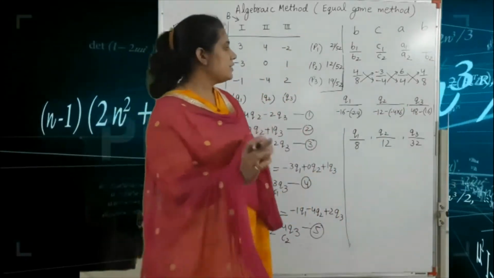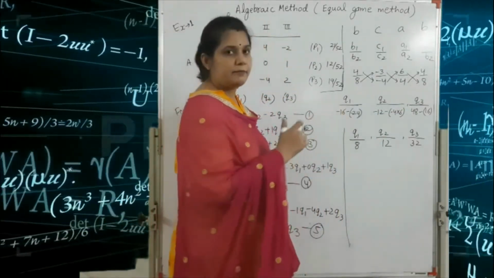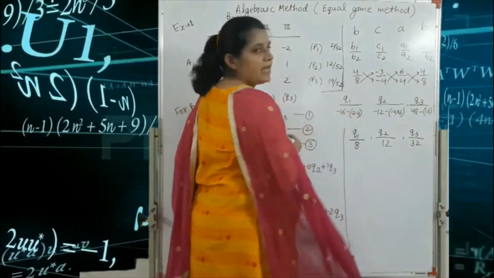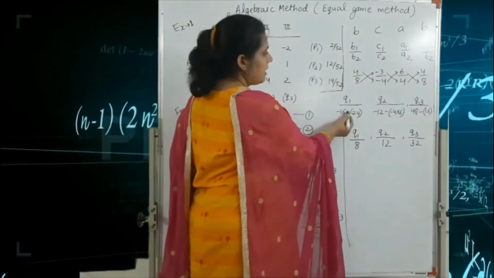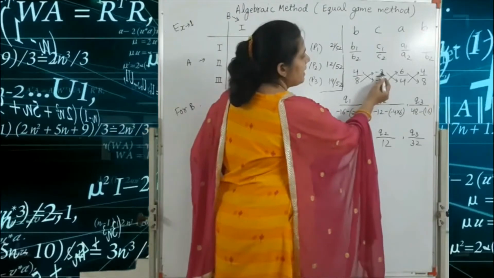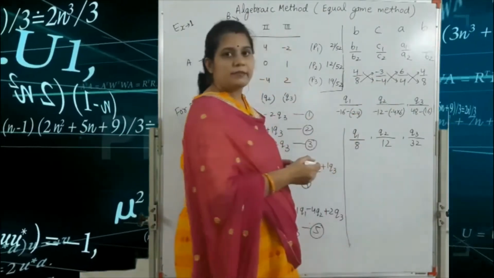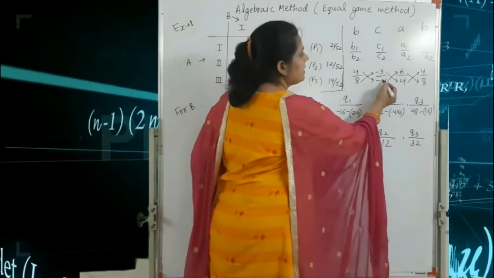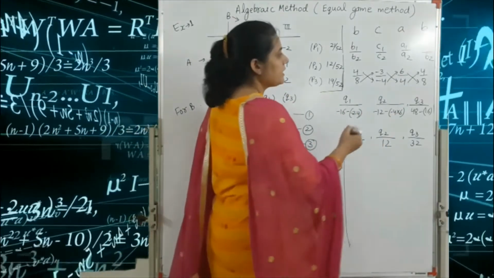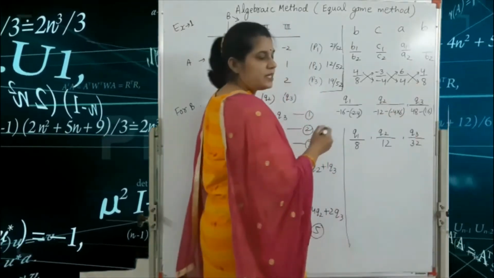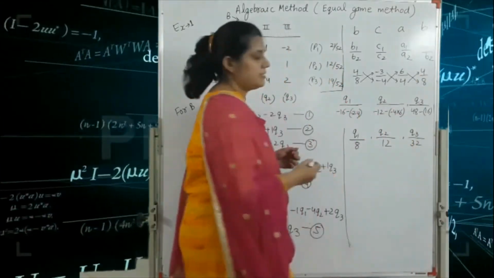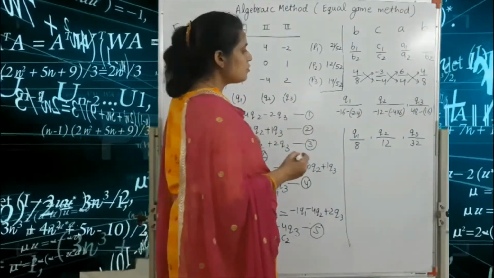After that, we write Q1 divided by: multiply 4 into minus 4 minus 8 into minus 3, so minus 16 minus 24. Next is Q2 divided by minus 3 into 4, that means minus 12, minus 4 into 6. Next is Q3 divided by 6 into 8 minus 4 into 4, so we write 16. Okay, so simplify this.